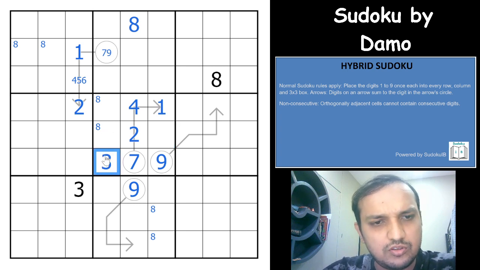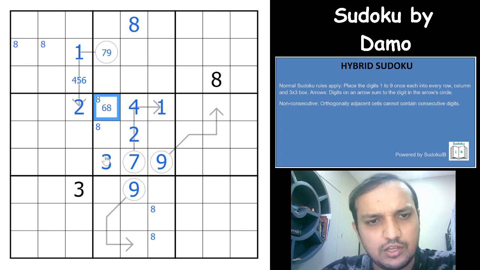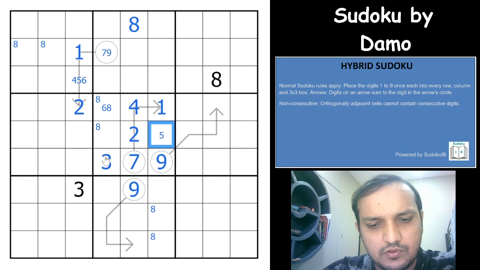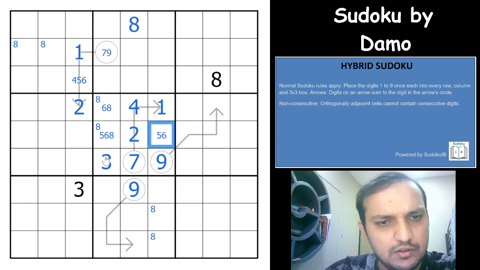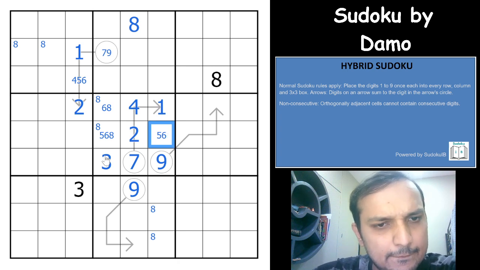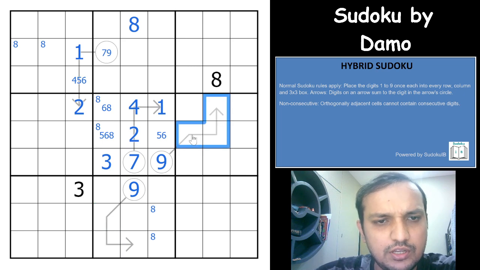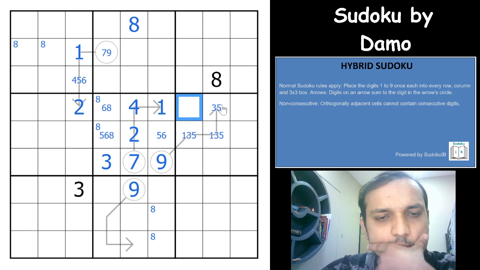Okay, so this is a 3. This cannot be a 5. So it is 6 or 8. 5, 6 and 8. This is not an 8. For 9, this would have to be 1, 3 and 5. So this is 3, 5. 1, 3 and a 5.